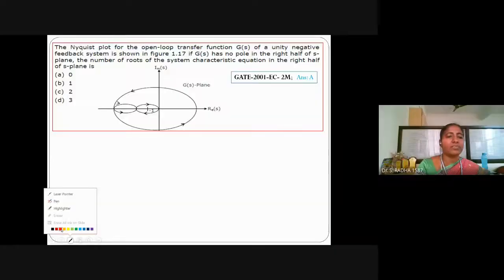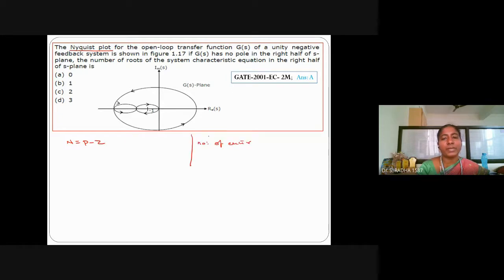Nyquist plot means we have to go with the calculation, N equal to P minus Z. On the other side, we count the number of encirclements in the diagram. In the diagram we do this, in the calculation we do this, and we have to match whether both are tallying. If both tally, the system is stable, otherwise not stable.